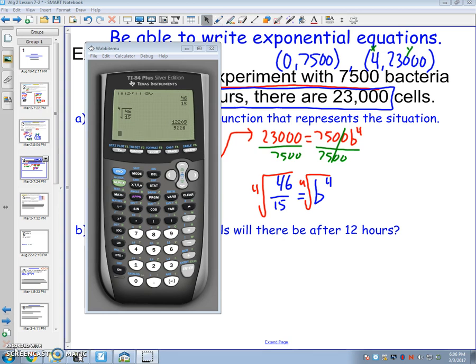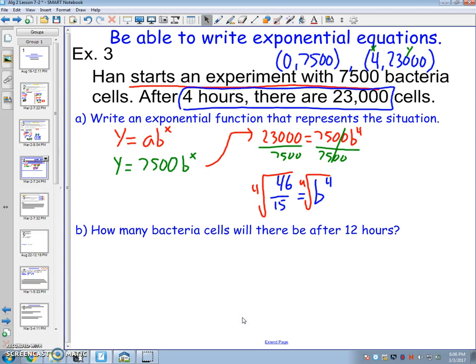Now the book was lazy, so they used a decimal. So let me turn it into a decimal. That's about 1.323. So the book went 3 decimal places, so let's just use that approximation like the book. So b equals 1.323. All you can do is replace that b in our equation.